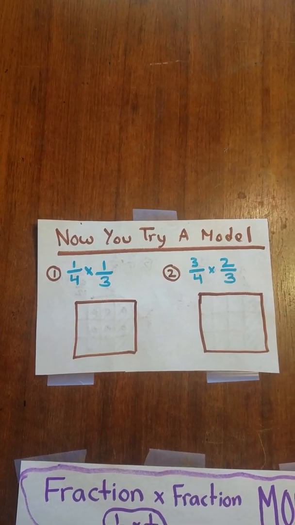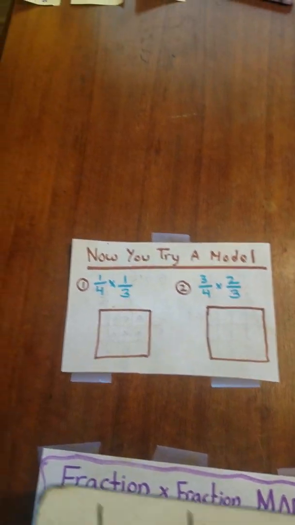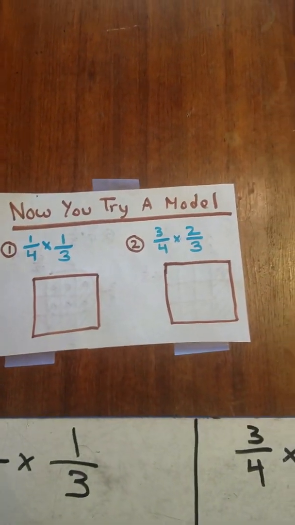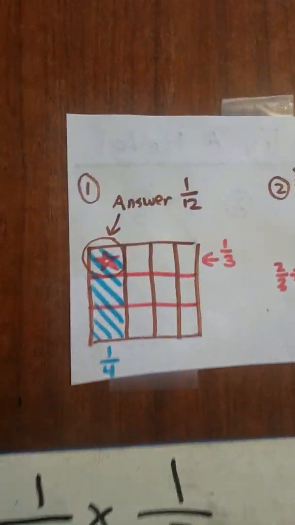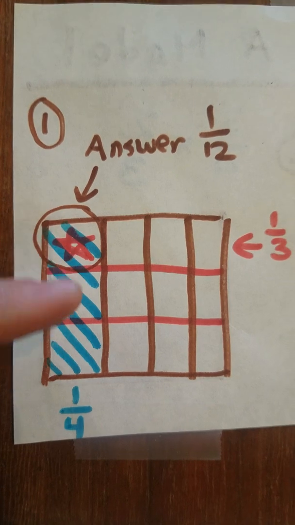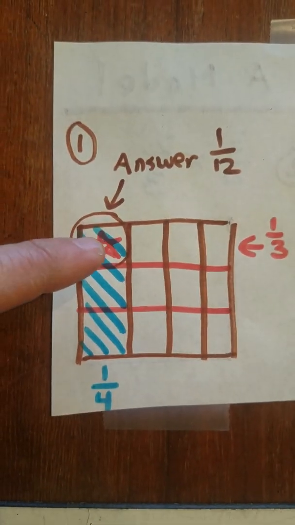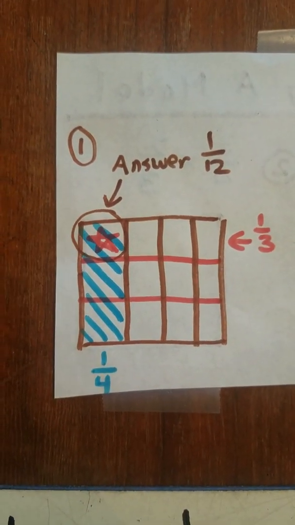Okay, welcome back, you guys. So now we're going to look over the two answers of those problems, and I'm going to flip them over here. The first answer that you should have gotten is 1/12. 1/4 here, 1/3 here, and my answer is 1/12 here.